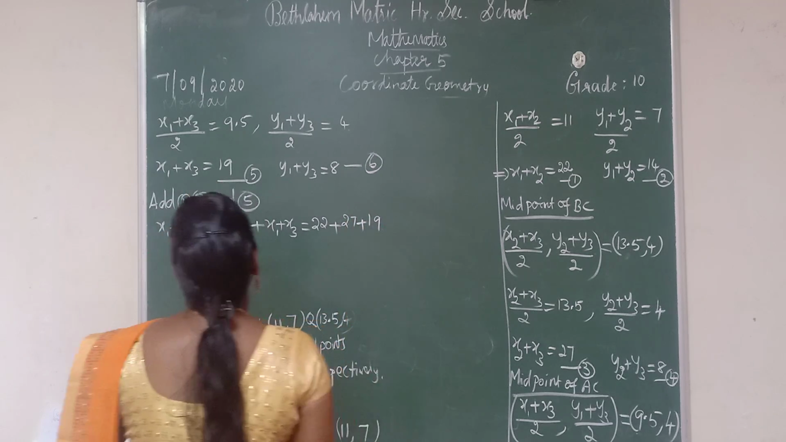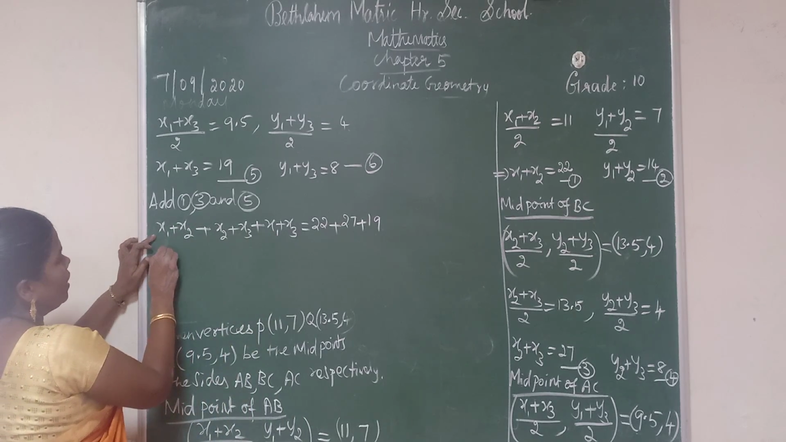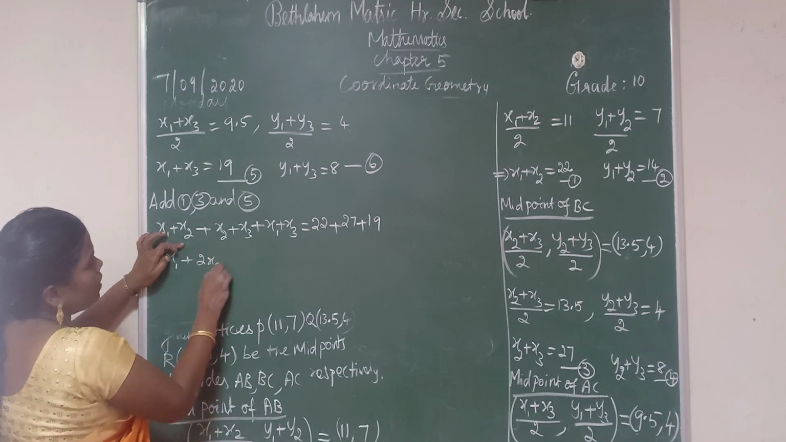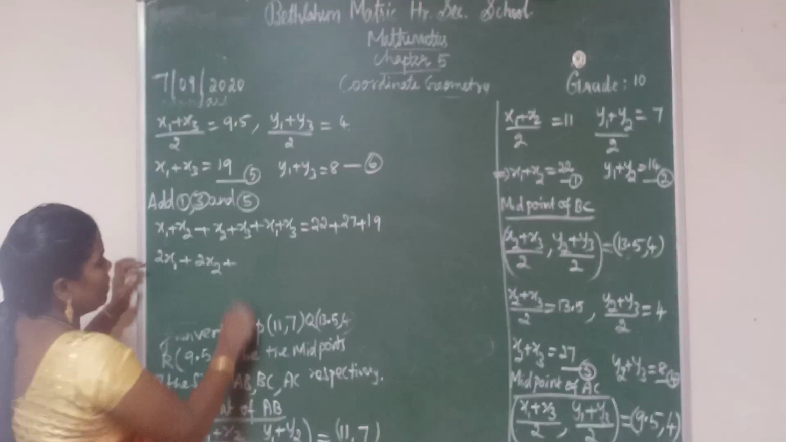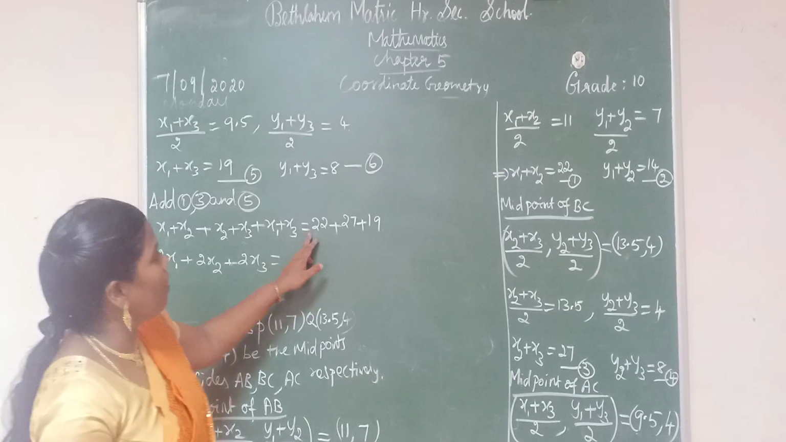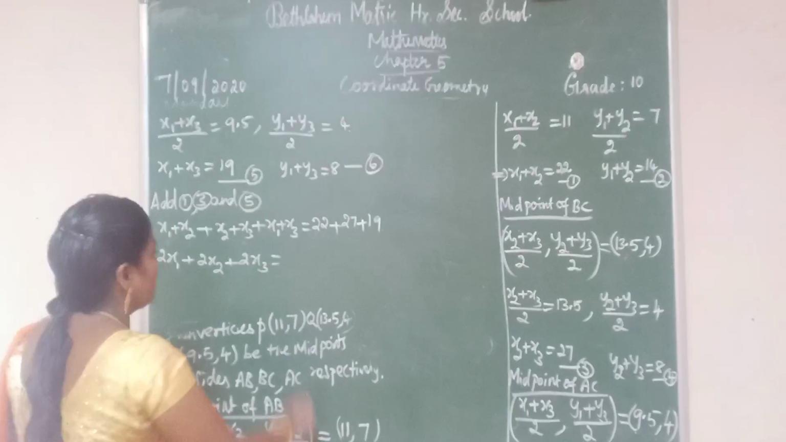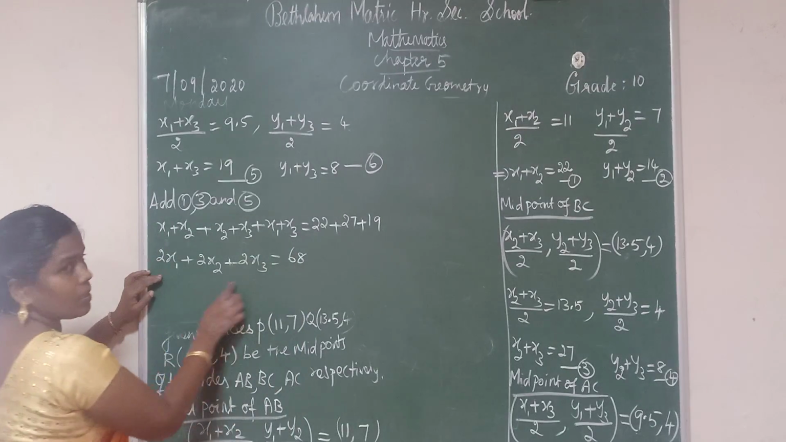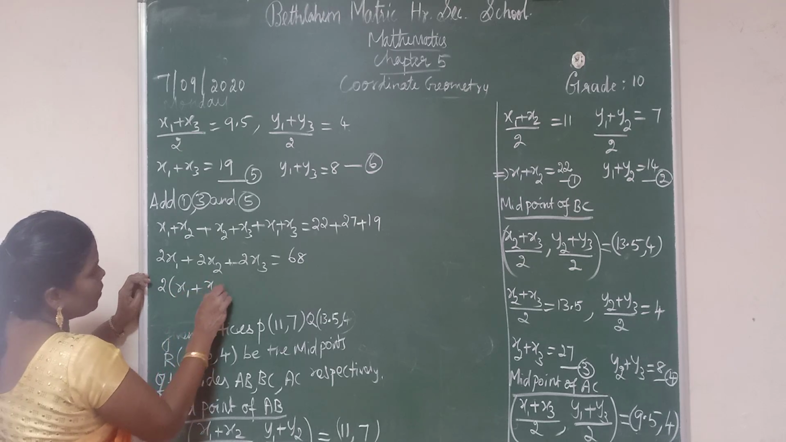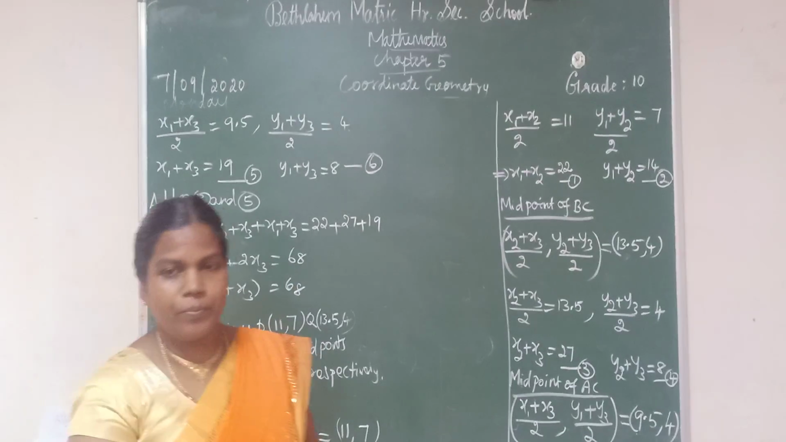In x1 there are 2 terms, so 2x1; similarly x2 also has 2 terms, 2x2, plus x3 also 2 terms, 2x3, is equal to 22 plus 27, which is 49, plus 19 is 68. Taking 2 common, 2 into (x1 plus x2 plus x3) is equal to 68.